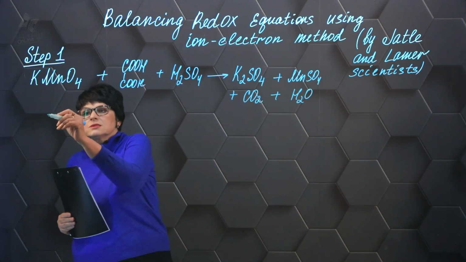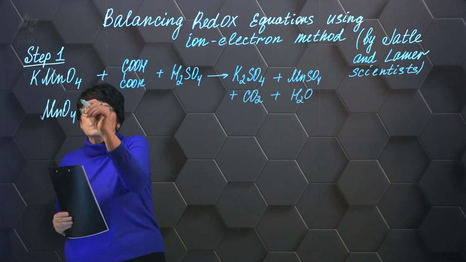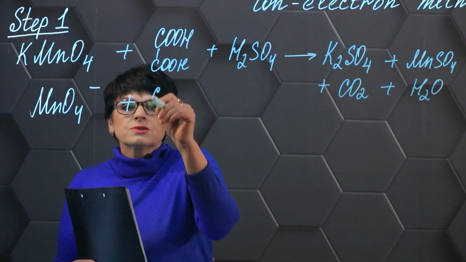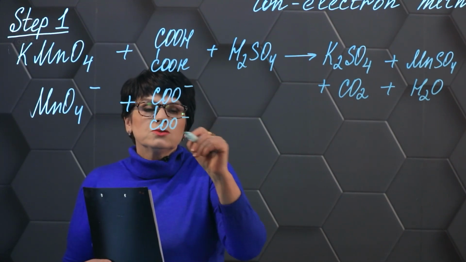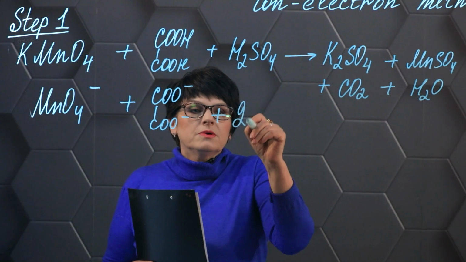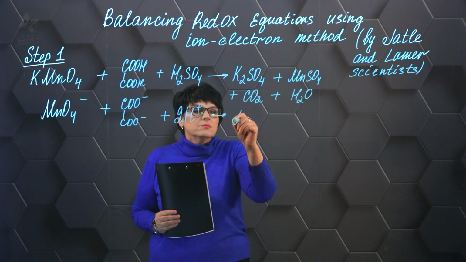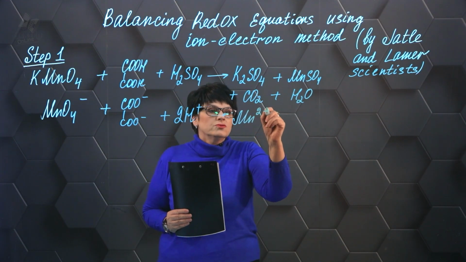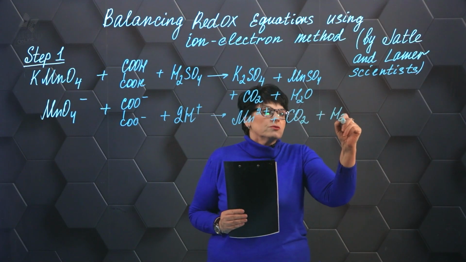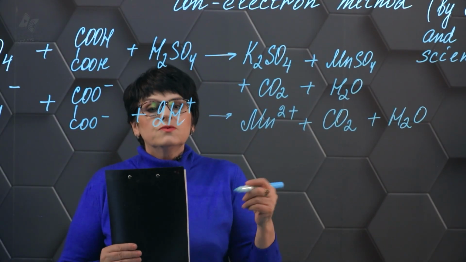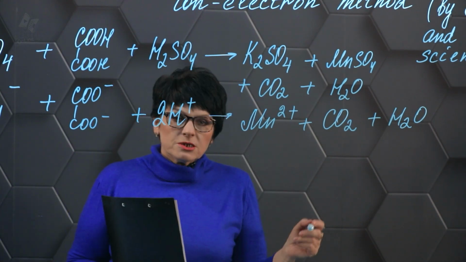The final representation appears as follows: MnO4 with a minus charge plus C2O4 with a charge minus and plus H+, and plus CO2. The resulting equation is in ionic form. The potassium and sulfate ions are crossed out because they are strong electrolyte residues.